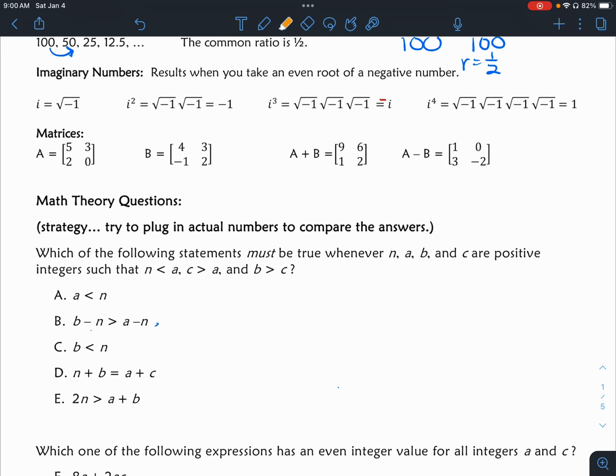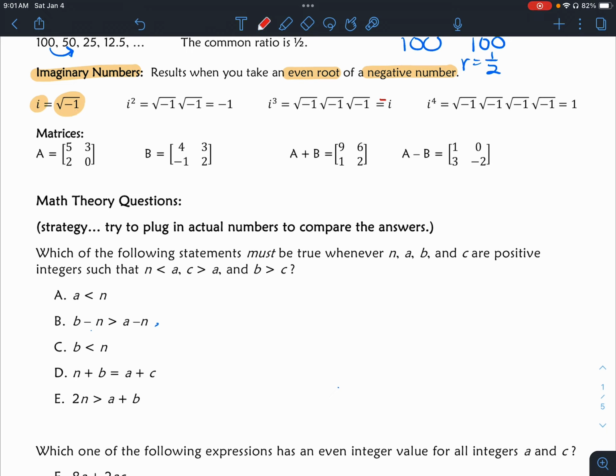Okay, imaginary numbers. Those are numbers that result when you take an even root of a negative number. So we're talking like the square root of any negative number. And at its core, what an i actually represents is just the square root of -1. So usually we do not leave the square root of -1 in our answer. If we have a square root of -1, we often express it as an italicized i.